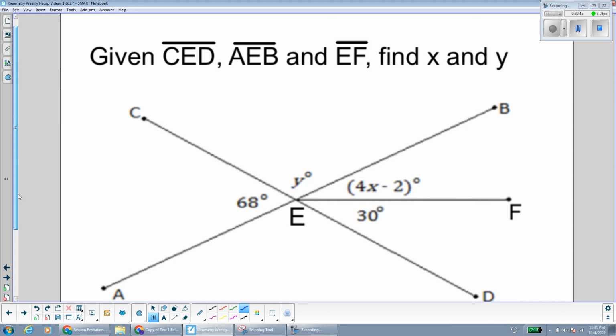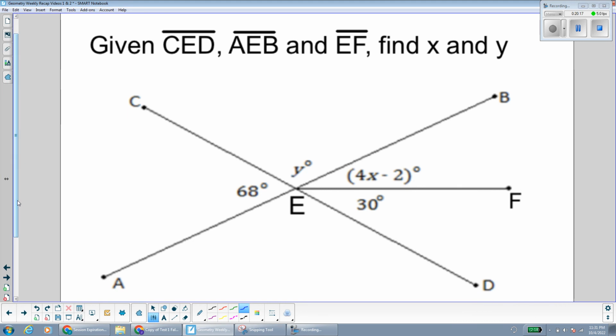Now we're getting a little bit more difficult. This is the last slide we're going to do for today on our new angle relationships. So we have line segment CED, we have line segment AEB, and we have line segment EF. We need to find x and y. So let's think about what we know for sure.